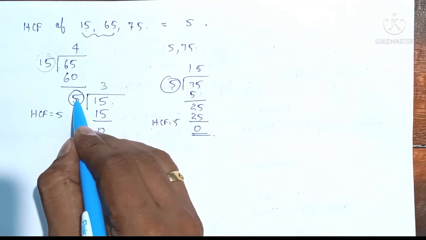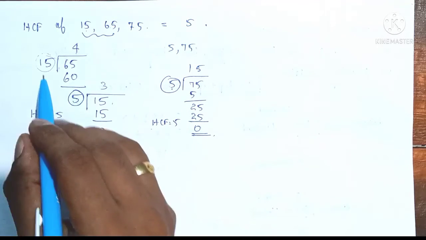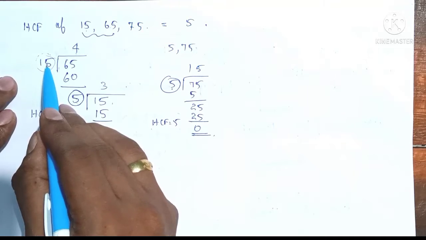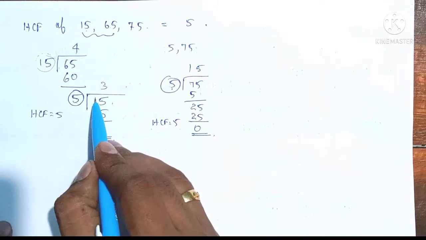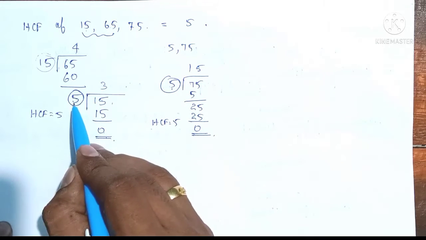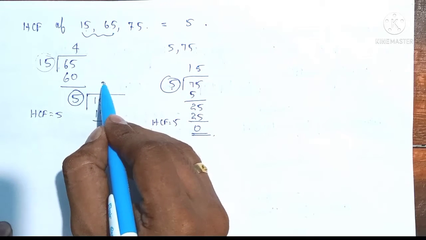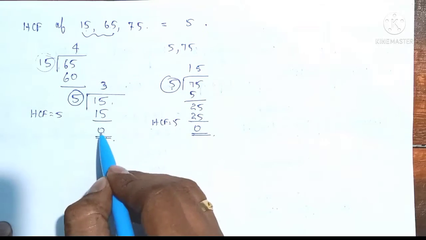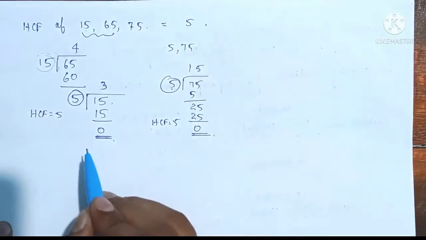So now we got 5 as the remainder. So what we will do, we will put this divisor again here as a dividend. Okay, so 15 divided by 5. 3 into 5 is 15. We got remainder as 0.